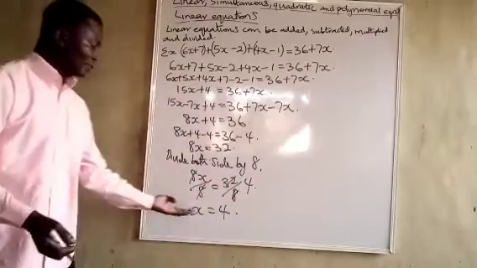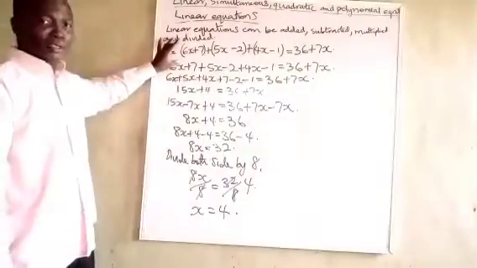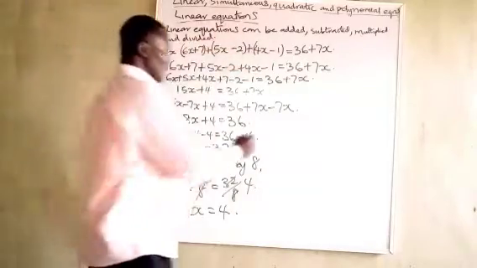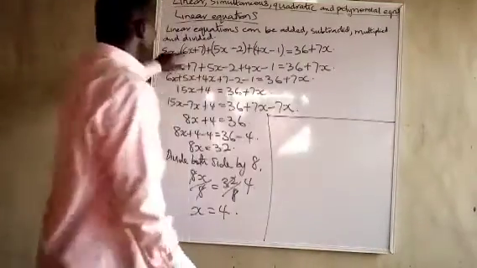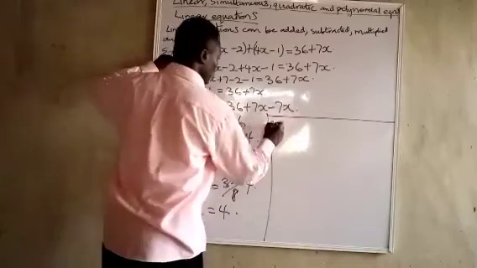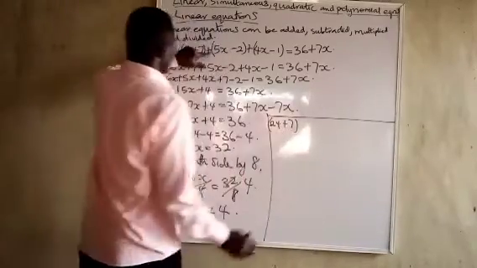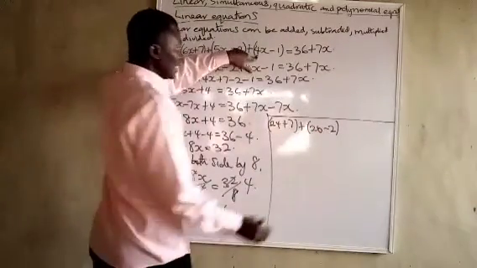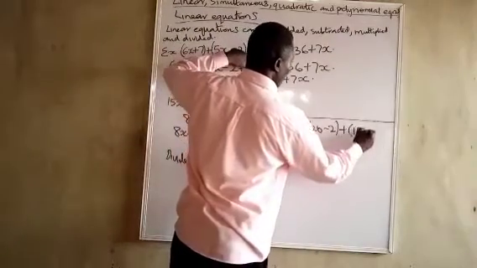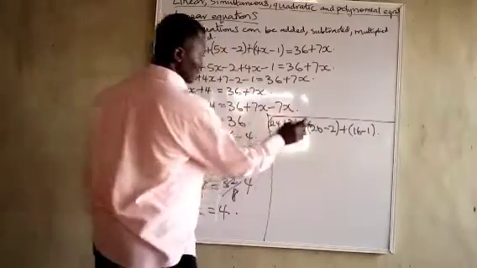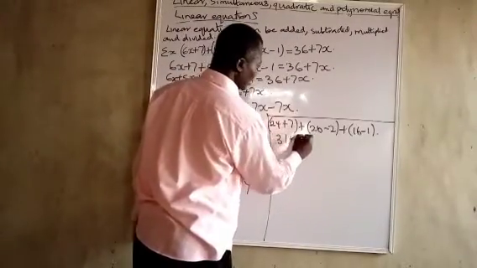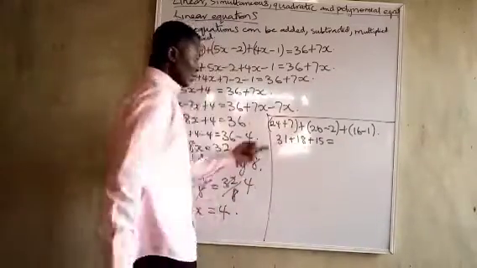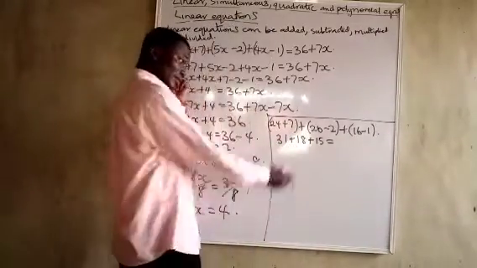So most times, once you have gotten your answer, put it back into the equation. If the right hand side equals the left hand side, it shows that you have gotten the answer. Now let's substitute it into our equation. Look at this. 6x will be 24 plus 7. 5x, that's 20 minus 2. 4x, that is 16 minus 1. And what does that give us? This one is 31 plus 18 plus 15. So 31 plus 15, that is 46. 46, that's 64.